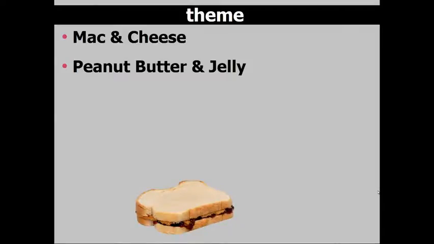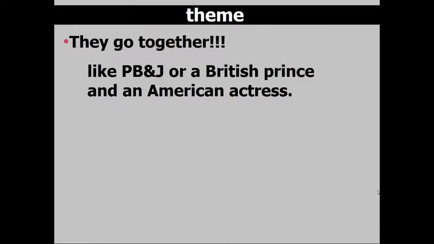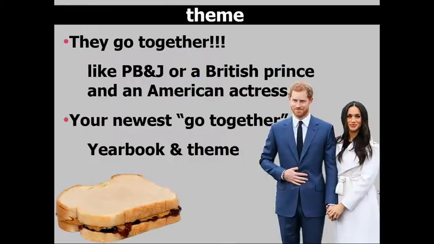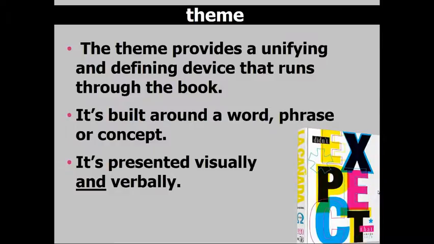First of all, macaroni and cheese, peanut butter and jelly. How about Harry and Meghan? What do these things have in common? They go together. PB&J, or a British prince and an American actress. Your newest go-together is a yearbook and a theme, and that's where we're going to start. The theme is a word, a phrase, a concept that runs throughout the entire book. It defines the book. It is visual and it is verbal. It is both, not just one or the other.